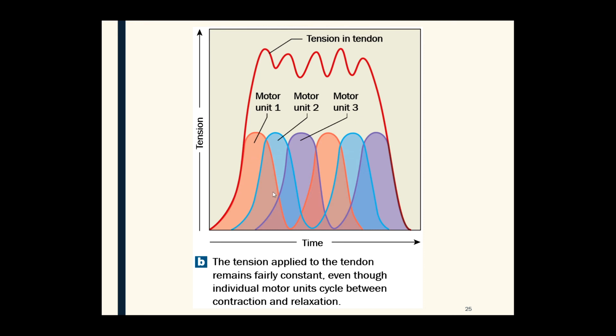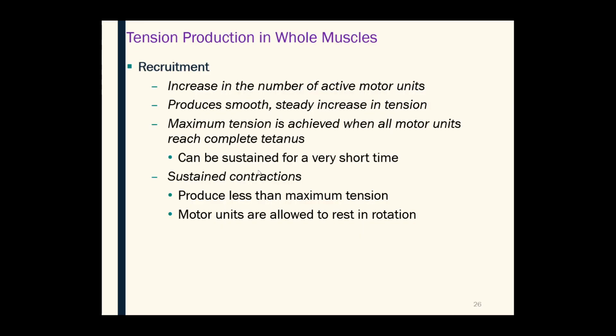The red one will fire, then it will rest, and then the blue one will fire, then it will rest, then the purple one will fire, then it rests, and then the red one goes again, so that we end up with generally a sustained contraction here, even though there's a little bit of waves. It's just a general sustained tension in the tendon because the motor units are taking turns. So sustained contractions don't give us the full maximum tension, but they do involve the motor units taking turns, if you will.